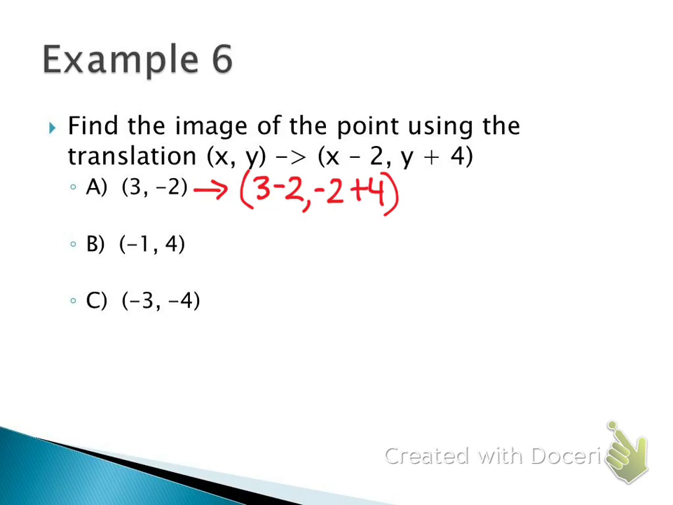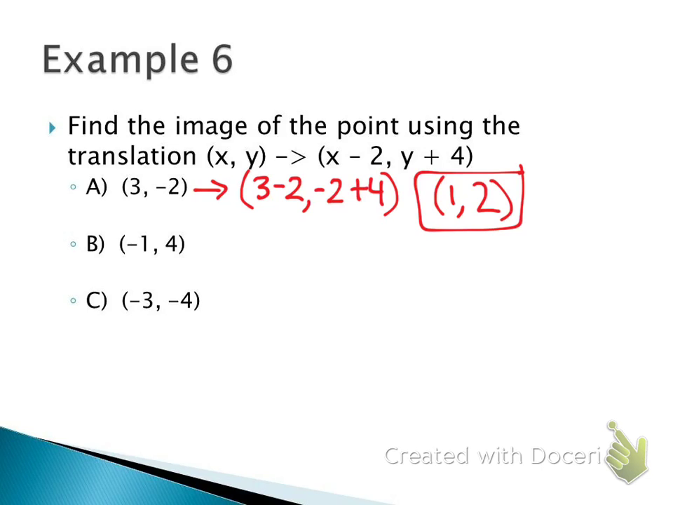So what is 3 minus 2? 1. And what is negative 2 plus 4? 2. So this would be our image. The point 1 comma 2. All we did was plug in our x and our y into the translation that they gave us in coordinate notation.